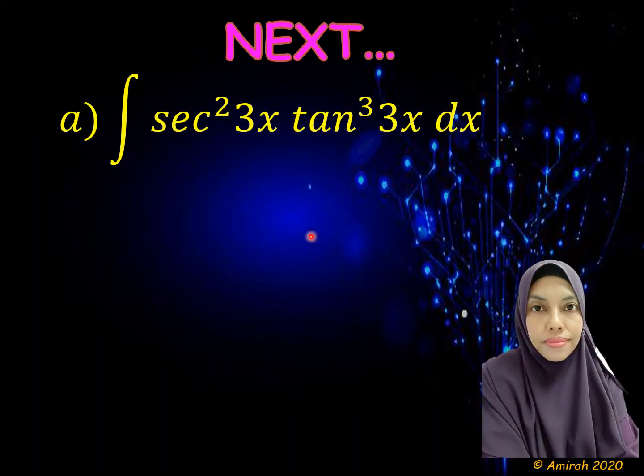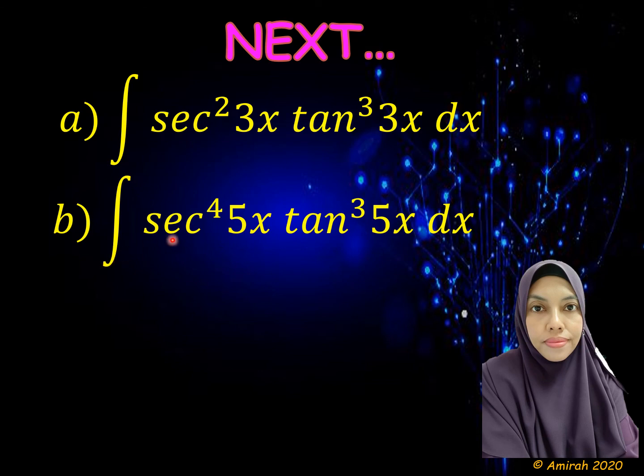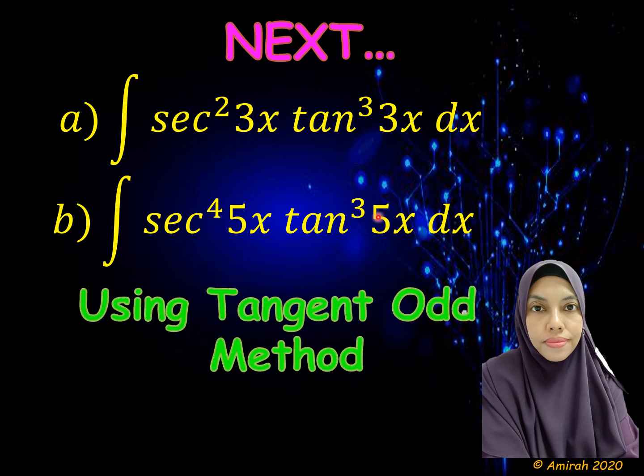In next video, we will discuss the same example with this video. A, integrate sec squared 3x tangent cube 3x dx, and B, integrate sec the power of 4 5x tangent cube 5x dx. In this video, we discuss using secant even method. But in next video, we will discuss using tangent odd method.